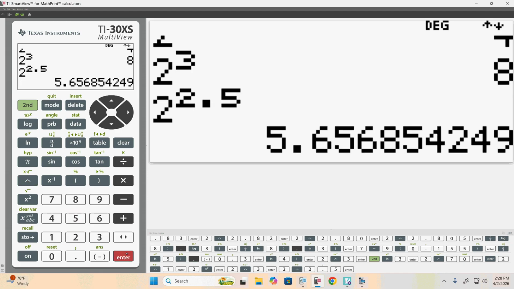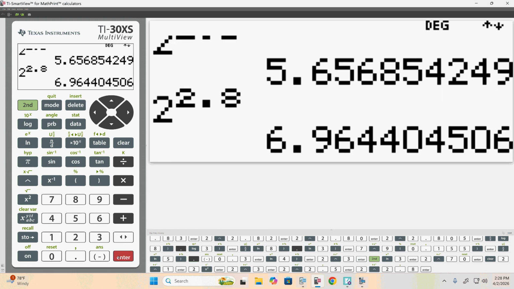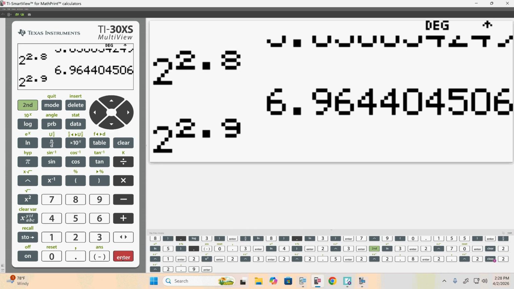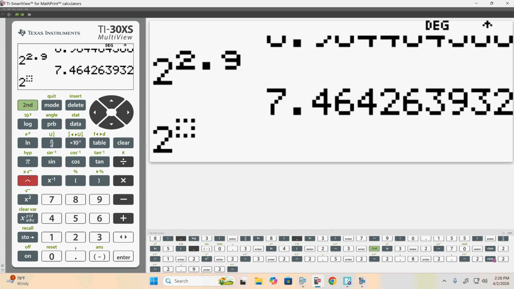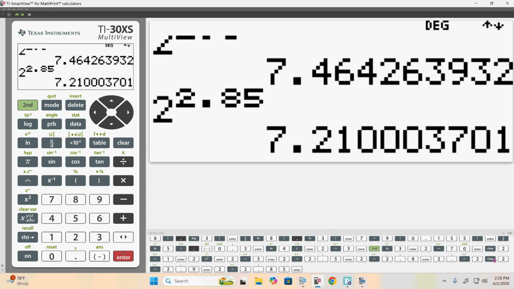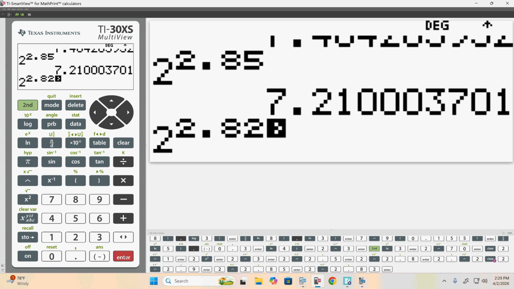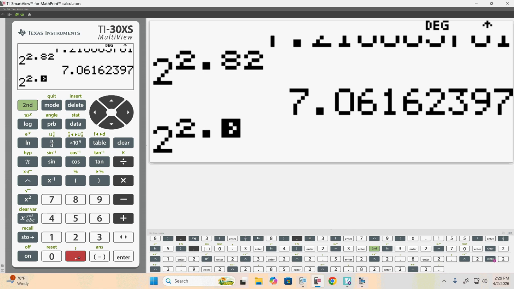2 to the 2.5. Too small. 2 to the 2.8. Still too small. Well, let's get that decimal out of the way. 2 to the 2.9. Okay, now that's too big because it's gone past 7. Doesn't matter if it's 0.01 past 7, it's too big. So that tells us 2 to the 2.8 is about where we need to be at. 2 to the 2.85. Still too big. Still too big, but we are getting closer.